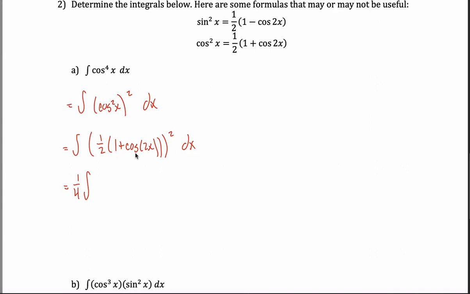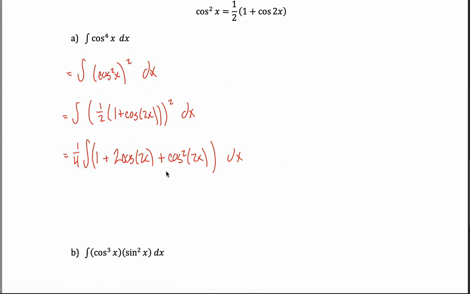And that leaves me with (1 + cos 2x) squared, which I need to FOIL. That gives me 1 + 2 cos 2x + cos squared of 2x. Unfortunately, we're not quite done. This isn't something we can take the antiderivative of. This term is, but this term's not. But this term can be dealt with pretty easily using this formula again.